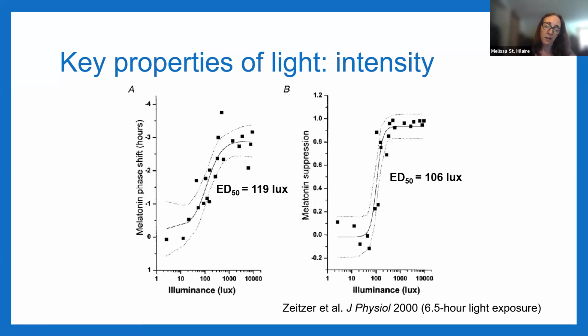And just to highlight, I'm showing here the values for the ED50, the effective dose, so what it takes to get 50% of the response. And for both melatonin phase resetting as well as melatonin suppression, you can see that it's around 100, what we back then called 100 lux. This is not melanopic lux, this is just polychromatic lux.